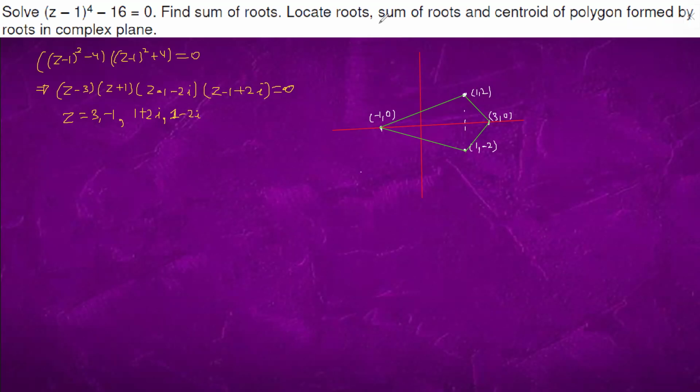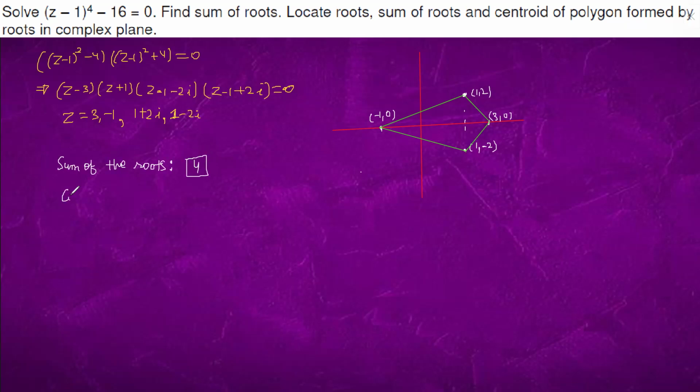So we located the roots. Now sum of the roots: add all the points. It is -1, +1, 0, 3, +1, 4, 0, +2, 2, +0, 2, -2, 0. So this is the sum of the roots.